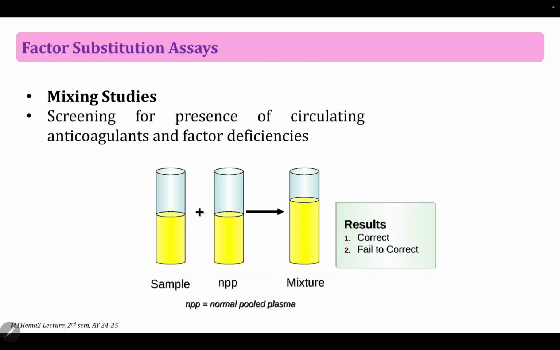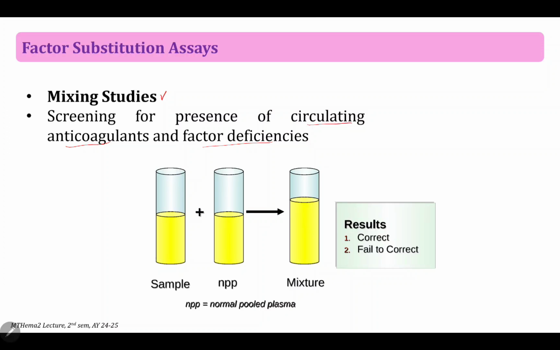Next are your factor substitution assays, more commonly known as your mixing studies. Now, your mixing studies is used as a screening test in determining whether the patient has the presence of circulating anticoagulants or factor deficiencies. Now, you only perform mixing studies when you are able to obtain abnormal pro-time or partial thromboplastin time results in the patient's plasma.